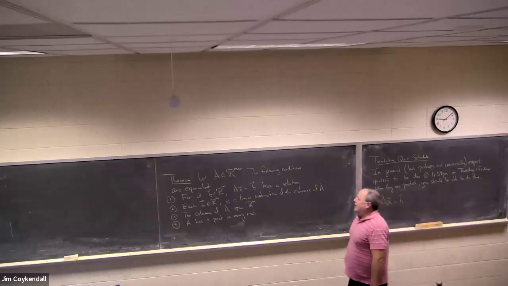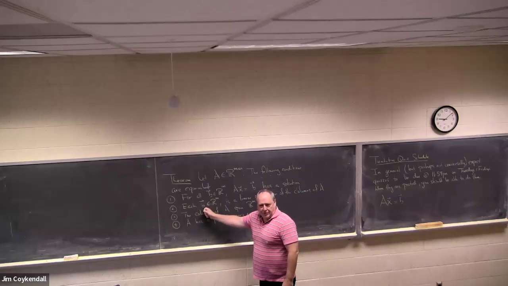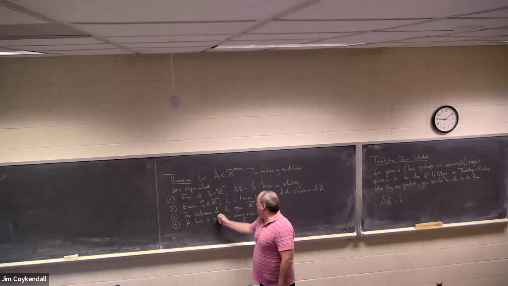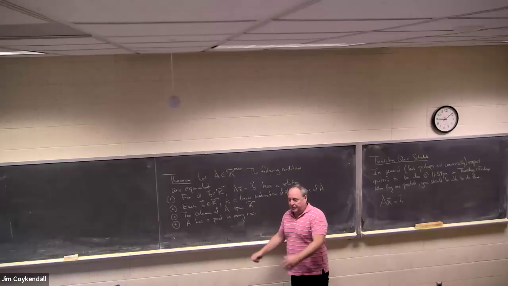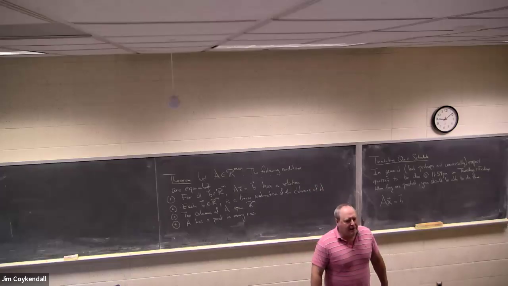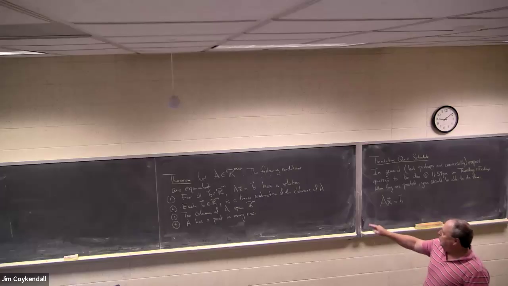This also means, since every B is reachable, that every B is a linear combination of the columns. That means that the columns span R^n. That means that every possible vector in n-dimensional space is a linear combination of the columns, which means that the columns span it. And the last one is a real workaday one. It means that AX equals B always has a solution if A has a pivot in every row.